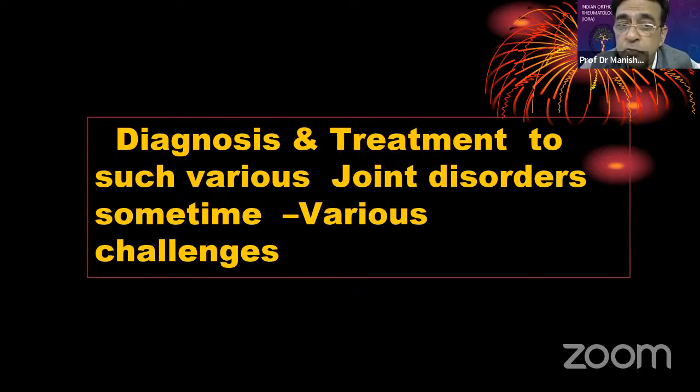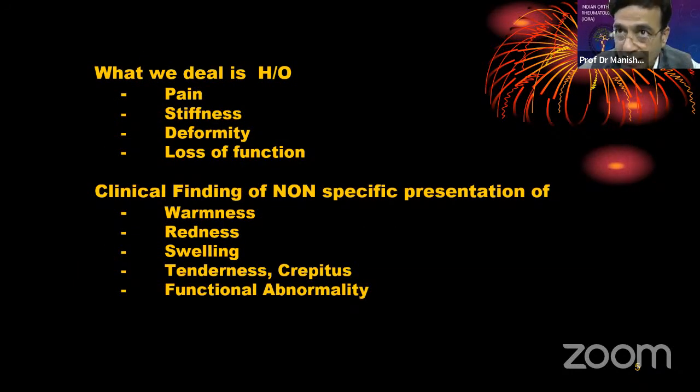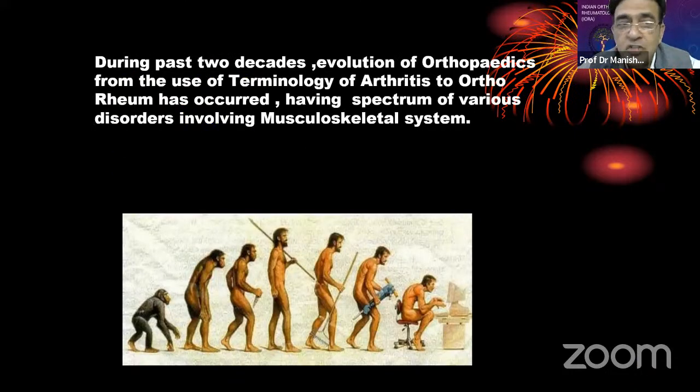Diagnosis and treatment of such various joint disorders is sometimes very challenging, because only once you are able to diagnose are you able to treat it. So as has been explained, pain, stiffness, deformity are the different categories which will make our wings stronger to move ahead with the clinical findings. And as mentioned previously also, non-specific presentation of warmth, redness or tenderness is a vague symptom which we try to steer in a particular direction.